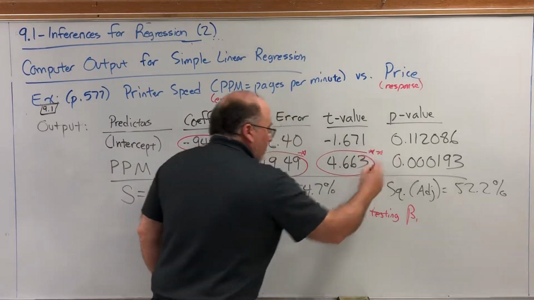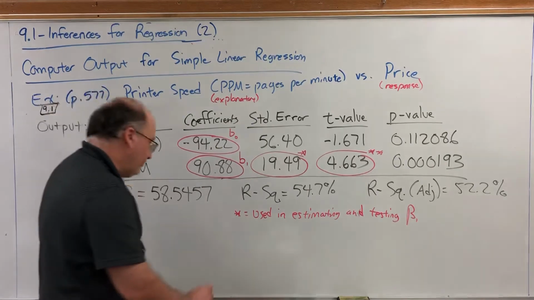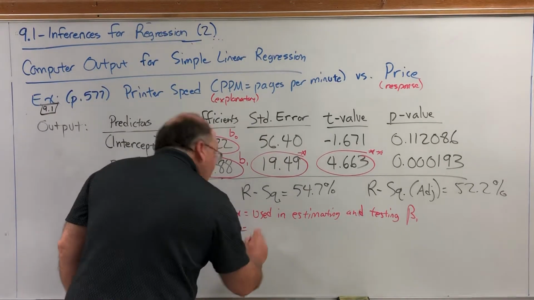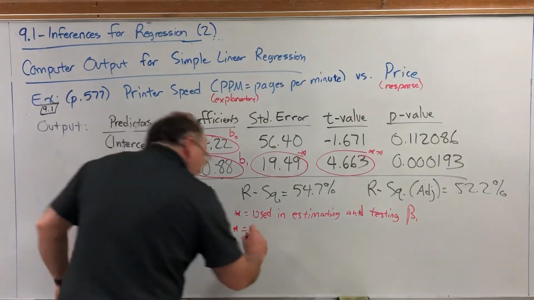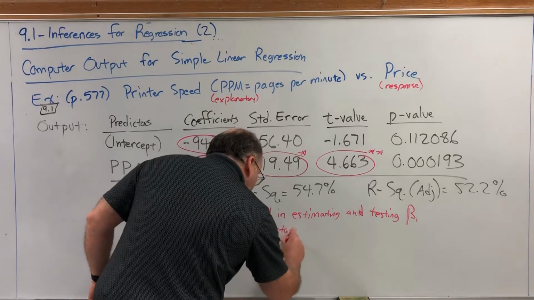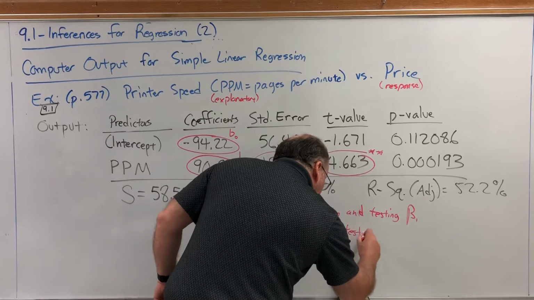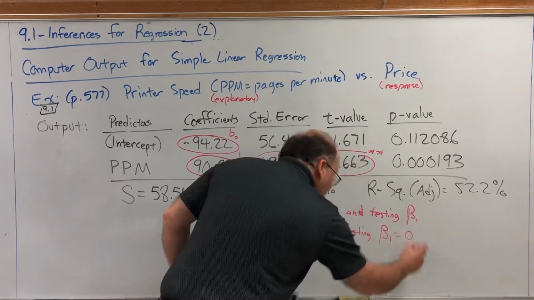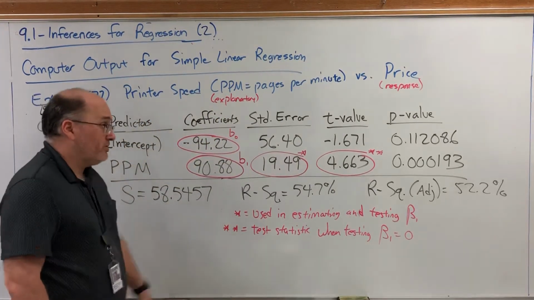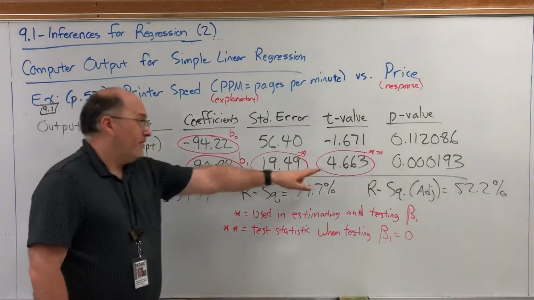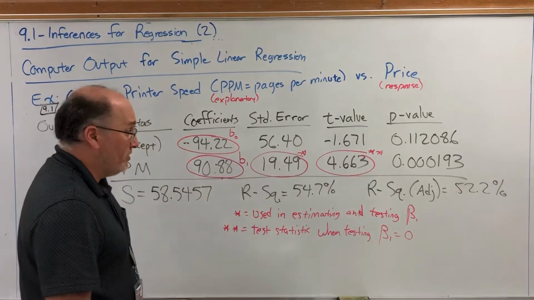Double asterisk here, with the t-value in the pages per minute row. The t-value in the row for the explanatory variable is the test statistic when testing beta 1 is equal to 0. Now there's a formula for it, and I'm going to show you that formula and we'll use it because sometimes I won't give you this information. But that's what this t-value represents, the test statistic when testing whether the population slope is equal to 0.